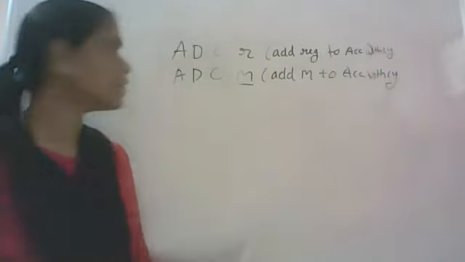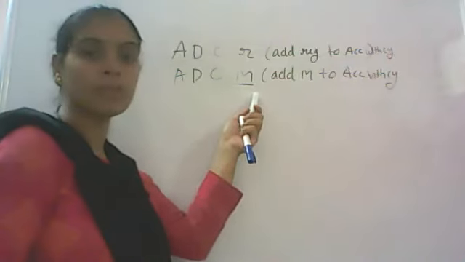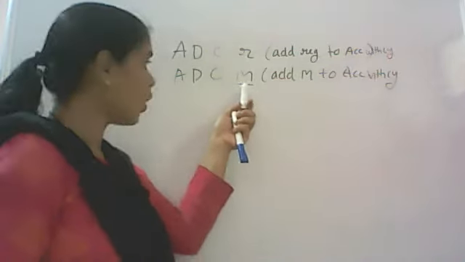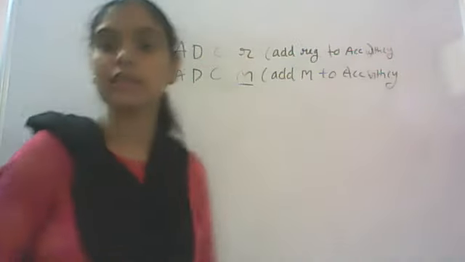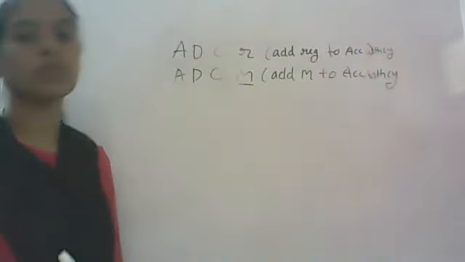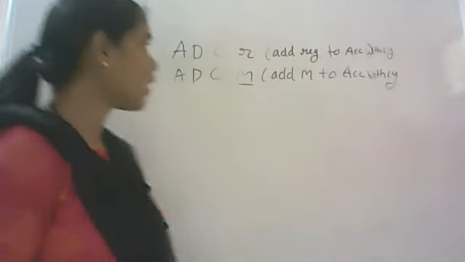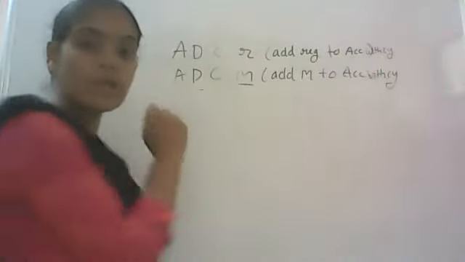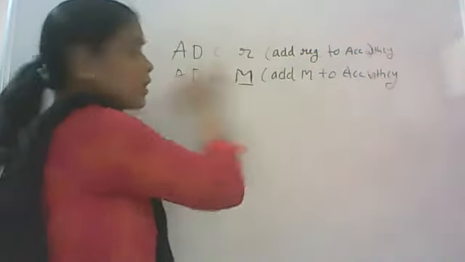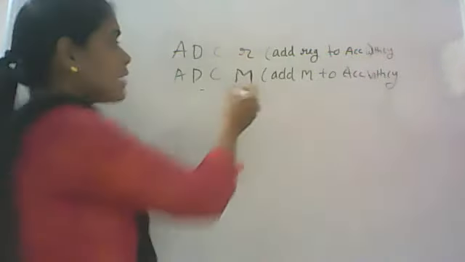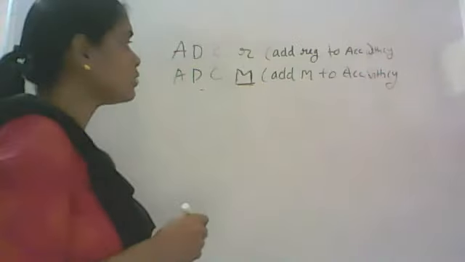Next instruction is the ADC register or ADC memory. The content of register or memory and carry flag are added to the content of accumulator. The result is stored in accumulator. If the operand is a memory location, its address is stored in HL register pair. All flags are affected using this instruction.